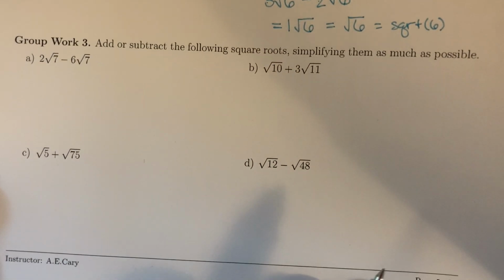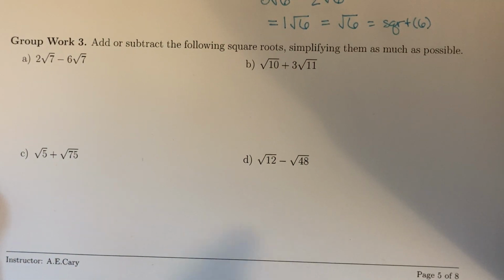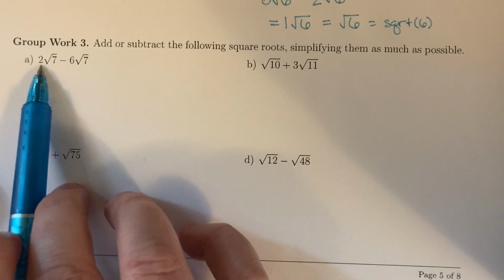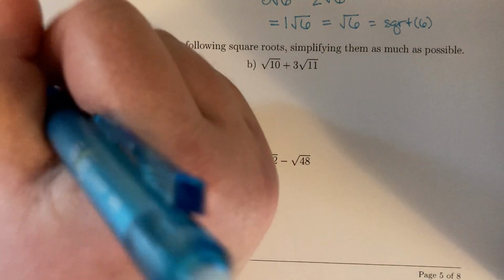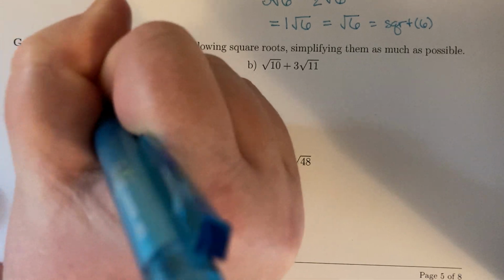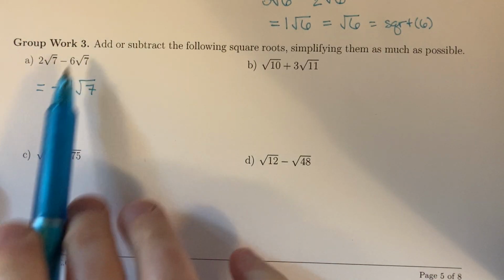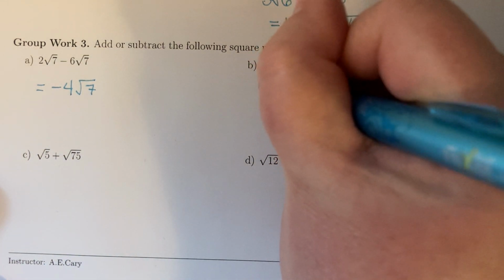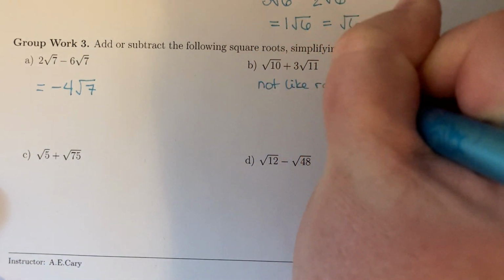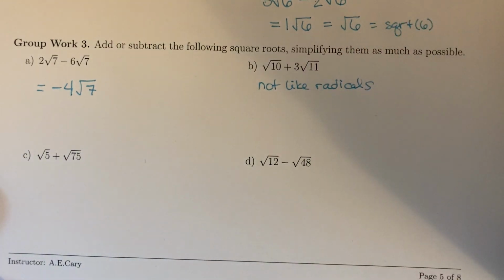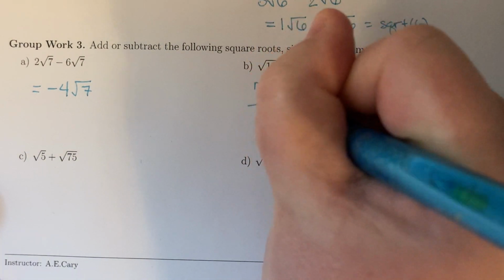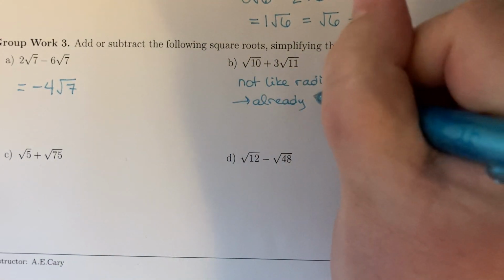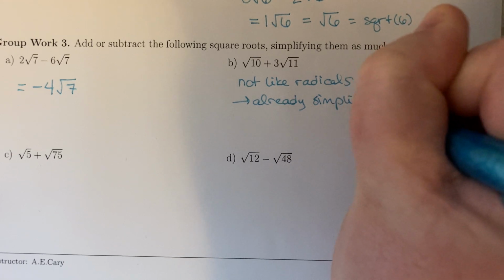All right, let's see if we got these by doing a few more, making sure. So we check, are these like radicals? Yes. And if they are, we just add or subtract the coefficients. So this would be negative 4 square root of 7. 2 minus 6 is negative 4. Part B, these are not like radicals, so we can't do anything else. They're already simplified. There's no perfect squares that go into 10 or 11, so that's just done.